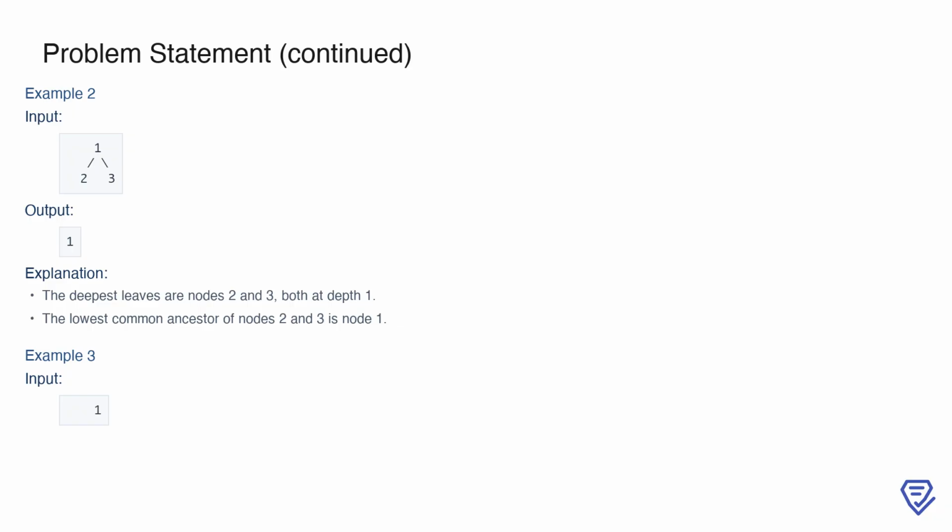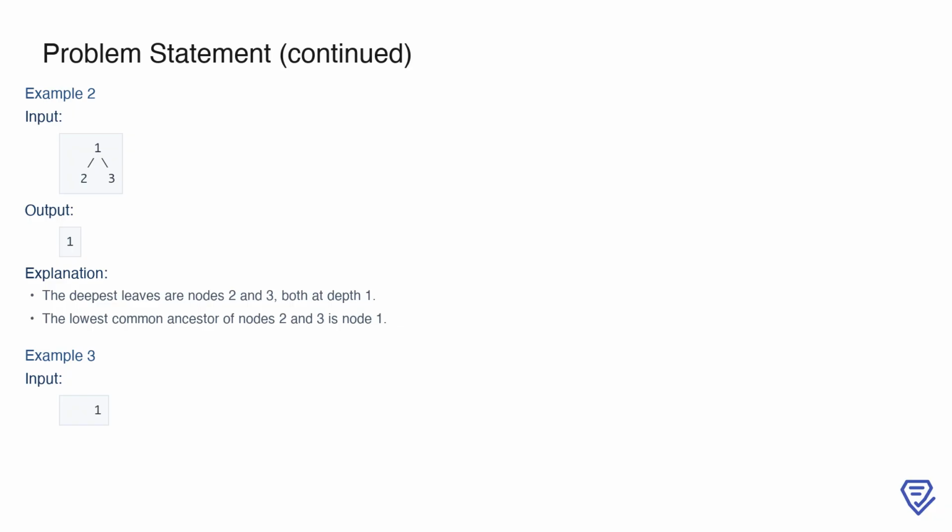Now, consider another example. In this tree, the root node is 1, and it has two children, nodes 2 and 3. The deepest leaves here are nodes 2 and 3, both at depth 1. The lowest common ancestor of these two nodes is the root node itself, since it is the only node that has both 2 and 3 as descendants. Therefore, the output is node 1.